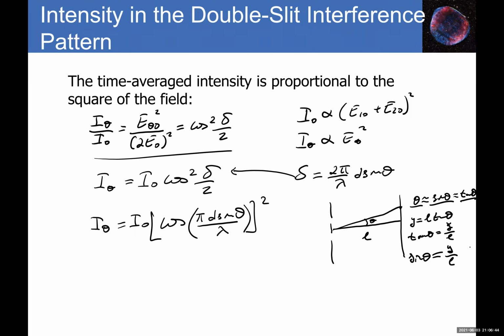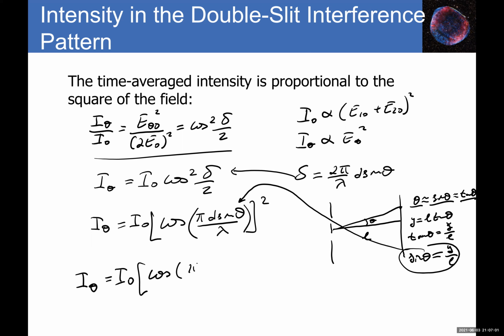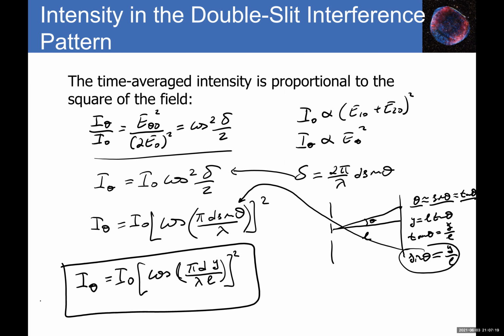Then come back to this equation, where I will replace sine of theta inside with the ratio of y over L. Then I can have I of theta is equal to I naught cosine, then pi d, and replacing sine of theta with y over L, it becomes y over lambda L. And then this whole thing squared. Okay, so this will be our final equation for the intensity.